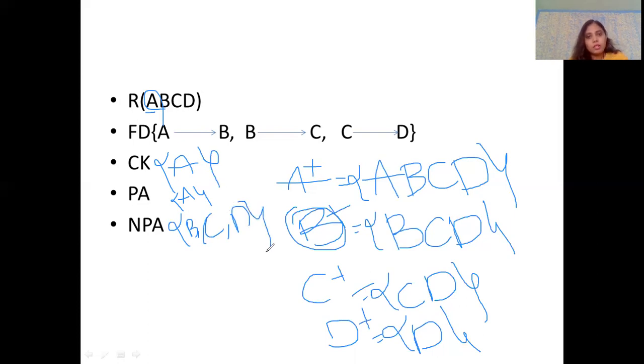I hope you understood how to find the candidate key using the closure method. Let us take a second example and see. Here, the candidate key is A, the prime attribute is A, and the non-prime attributes are B, C, and D. Now let's get started with the second example.